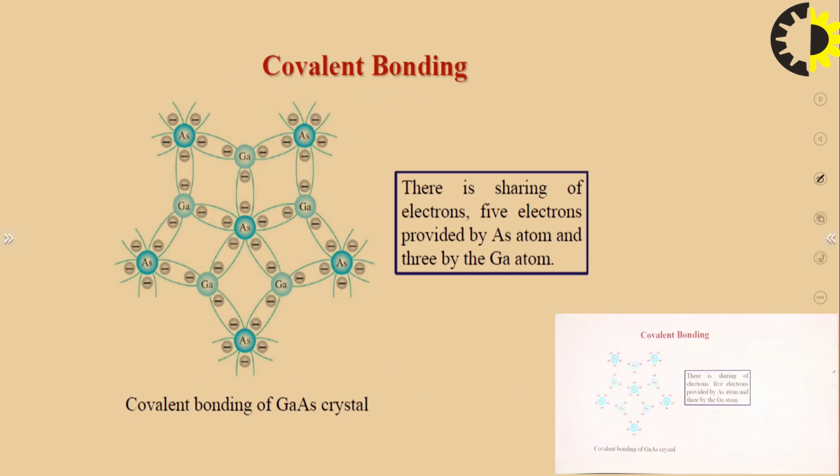Now consider gallium arsenide. Arsenic has 5 outermost electrons: 1, 2, 3, 4, 5. It bonds with gallium, which has 3 electrons in the outermost orbit, so they complete 8 electrons in the orbit. This is an intrinsic semiconductor of multi-crystal, or di-crystal, type.